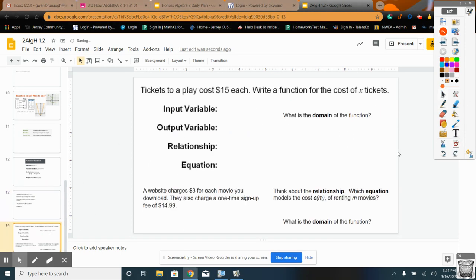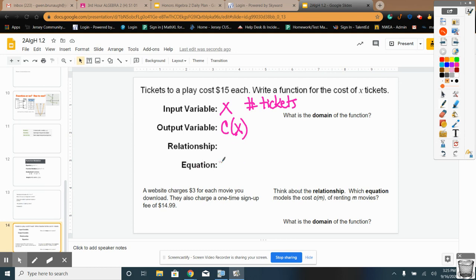You can use function notation to help you with word problems, and I think this will be the last thing we talk about today. Tickets to a play cost $15 each, and we're going to write a function for the cost of x tickets. So what am I going to be plugging in? I'm going to be plugging in tickets. I'm going to be plugging in x, then that will be the number of tickets that I want to buy. The output, what's it going to shoot out? Well, we're going to call that f of x, or you could call it c of x if you wanted, the cost of the tickets. If you want, c would be a good name.